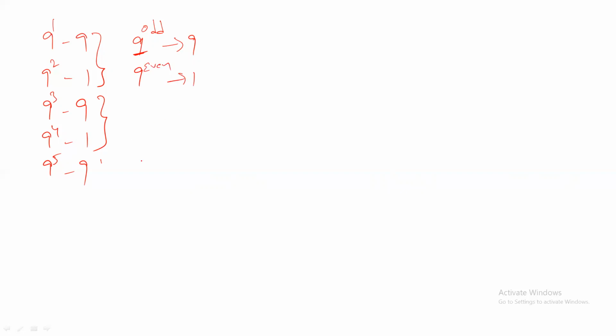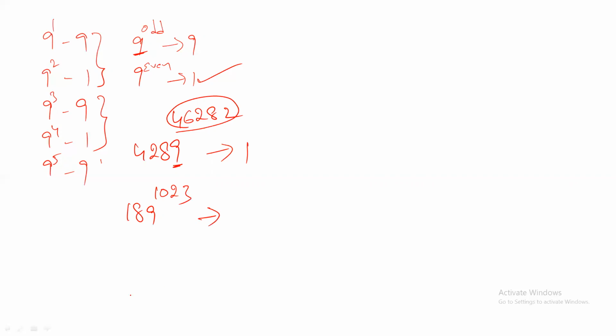Now I will ask you some questions. Just pause the video and try to calculate the values. 4289 to the power of 46282: can you tell me what will be the unit digit of this? If any number ends with 9, check the power. If the power is even, it will end with 1, so the answer is 1. Next, 189 to the power of 1023. What will be the unit digit here? It ends with 9 to the power of odd, so the answer is 9. That's it. This is the rule for 9.